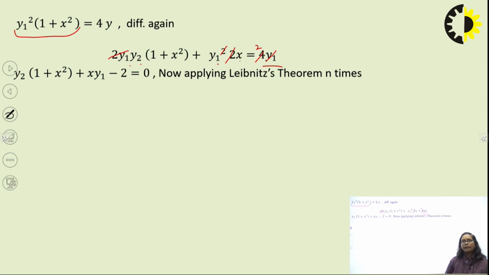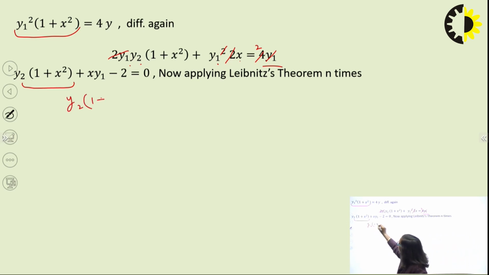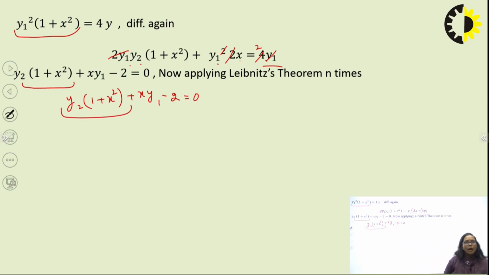Now look at how we apply the Leibnitz theorem over here. Coming to the first pair of values, the first pair is y2 into 1 plus x square. I am writing this expression again: y2 into 1 plus x square plus x into y1 minus 2 equal to 0. So now I am taking the first pair of values. Out of y2 and 1 plus x square, we know which function is taken as the second function, whose derivative will become 0 after some steps. It is seen over here that 1 plus x square is the function taken as the second function v, and y2 is taken as the first function u. This is the first step, to identify u and v.